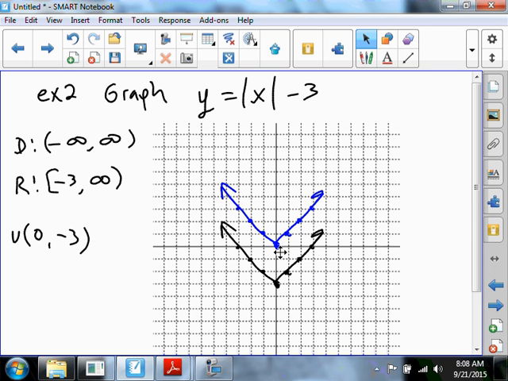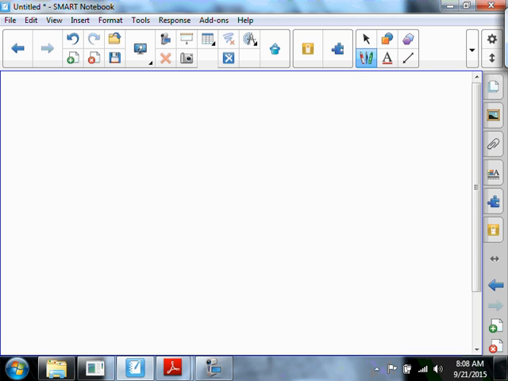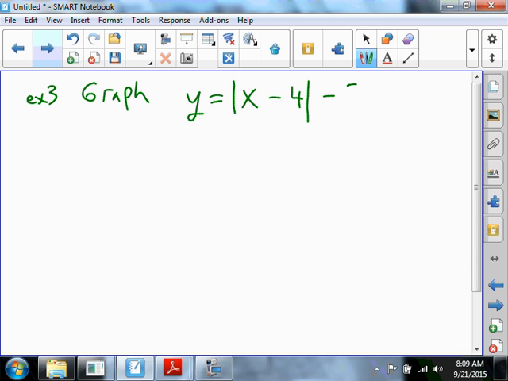And then you try to link the two together, huh? Let's see if we can link the two of these together now. Example 3. We're going to graph y equals the absolute value of x minus 4, minus 7.